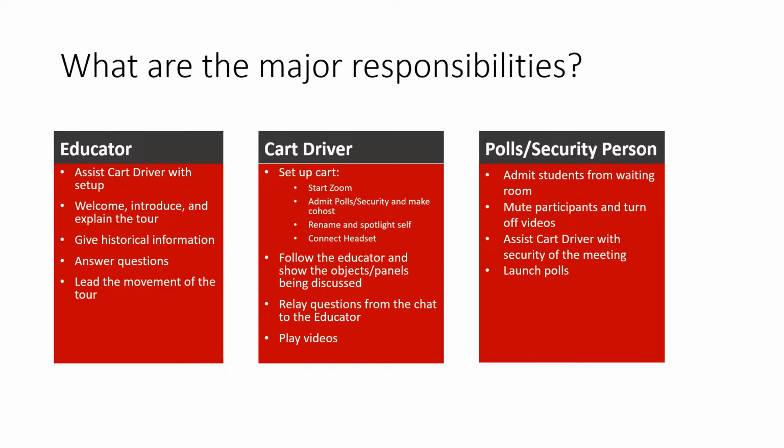And finally, we have a third individual. This person can be working remotely from home or from the office, and they are the polls or security person. This person also handles attendance. Their responsibility is to admit students from the waiting room, mute participants and turn off their video, assist the cart driver with security of the meeting, as well as to launch polls. And we'll talk a little bit more about what that looks like in a few.